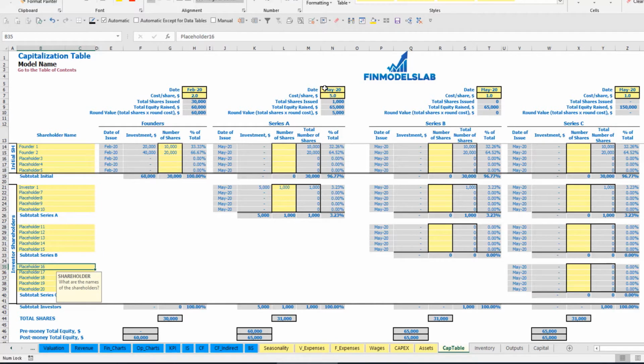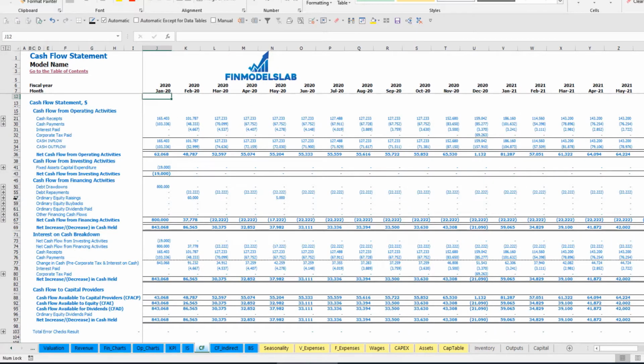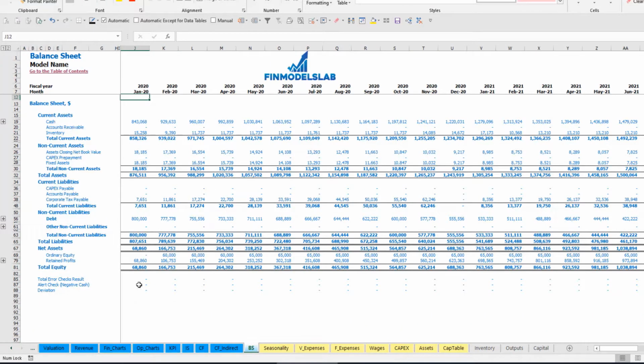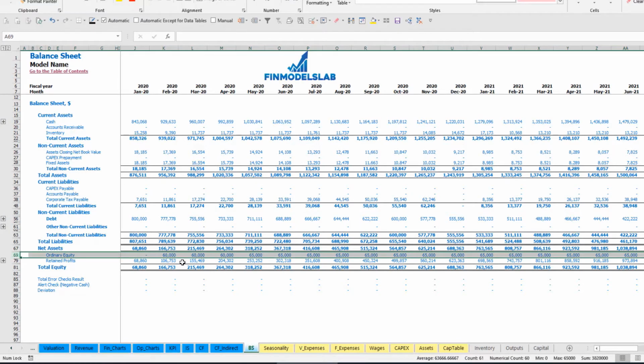You can also input some amounts for Series B and Series C. The same way you can set up the date, cost of share, and up to 5 investors, so up to 5 placeholders for number of shares. The amounts of funding you may see in the cash flow, in the ordinary equity raisings, and on the balance sheet, which shows you the total equity by months.